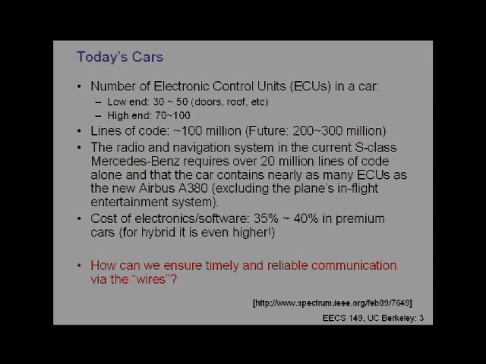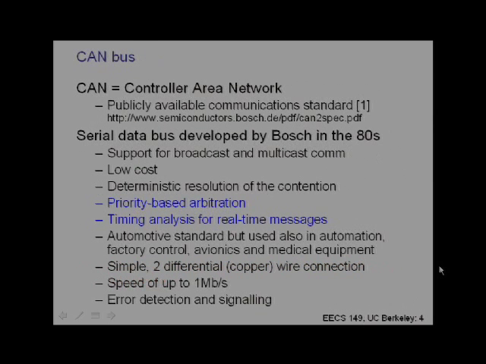So today's lecture is about how does this network really operate? And how can we make sure that it operates in a timely and reliable fashion? By the way, if you're interested in this topic, there's a very nice accessible article in IEEE Spectrum that appeared 2 years ago. Okay, so the first protocol we talk about is called Controller Area Network.